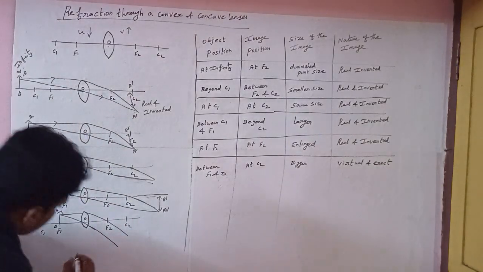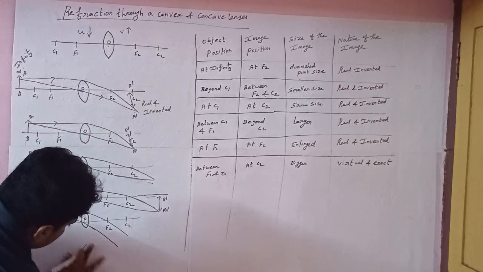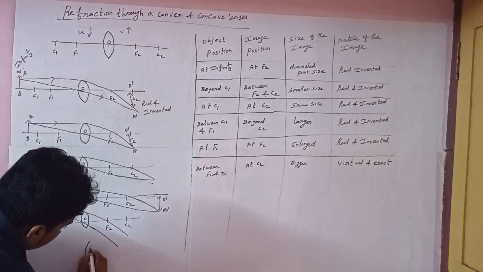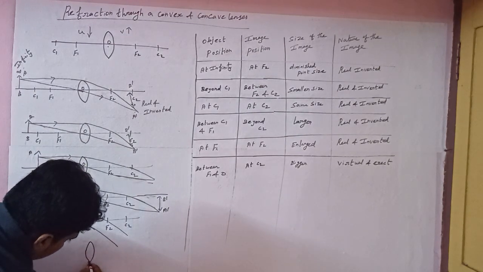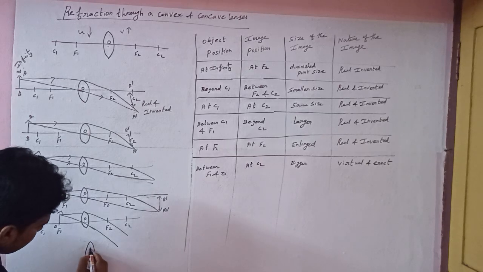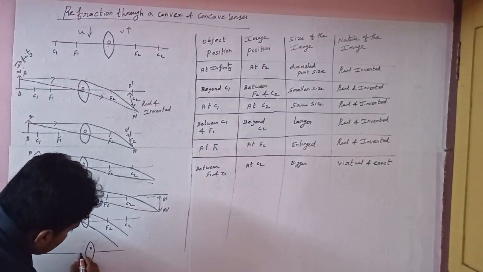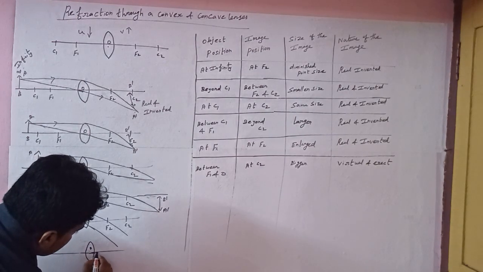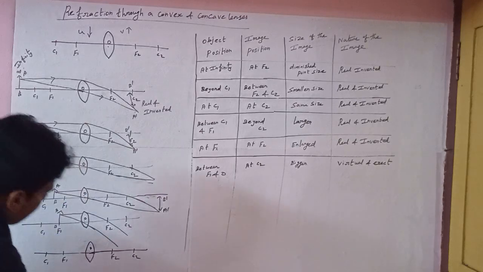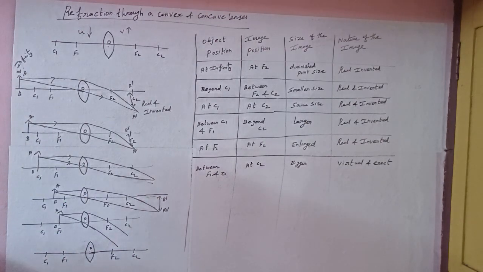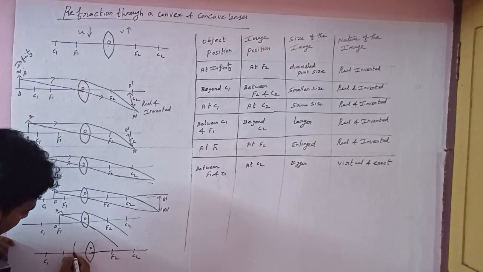Listen here. For example, this is a convex lens. O is the optic center. This is the principal axis. F1 is the object and F2 is the image. C1, C2 are the centers of curvature. So the object is placed between F1 and O. This is A and B, the object.